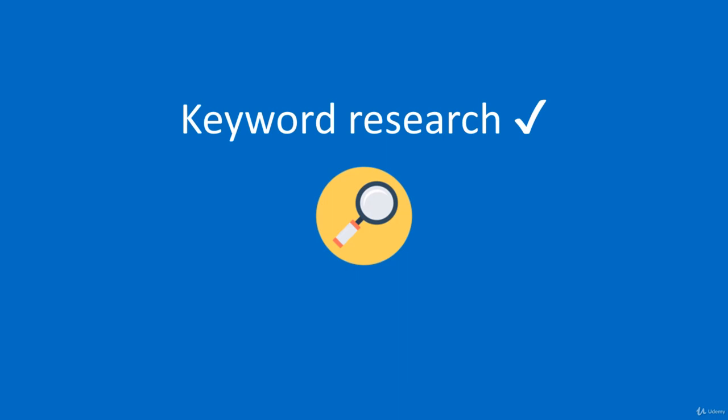Okay, so now you have the best and the most relevant keywords for your website. You have also divided them into groups and assigned them to different pages on your site. The next step is to optimize your web pages for your keywords. That's what we're going to look at in the next video.